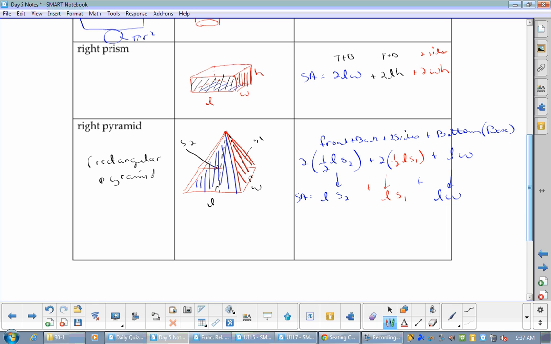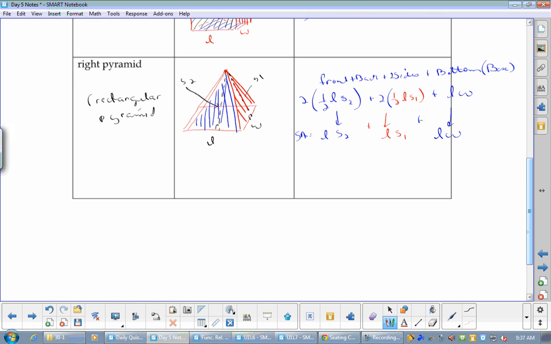Now, you might have room at the bottom, but if this was square, so for a square pyramid, let's call this X. This would also be X, and this would be our S, right? Without me giving you the formula, what would be the actual formula for this one using those letters?